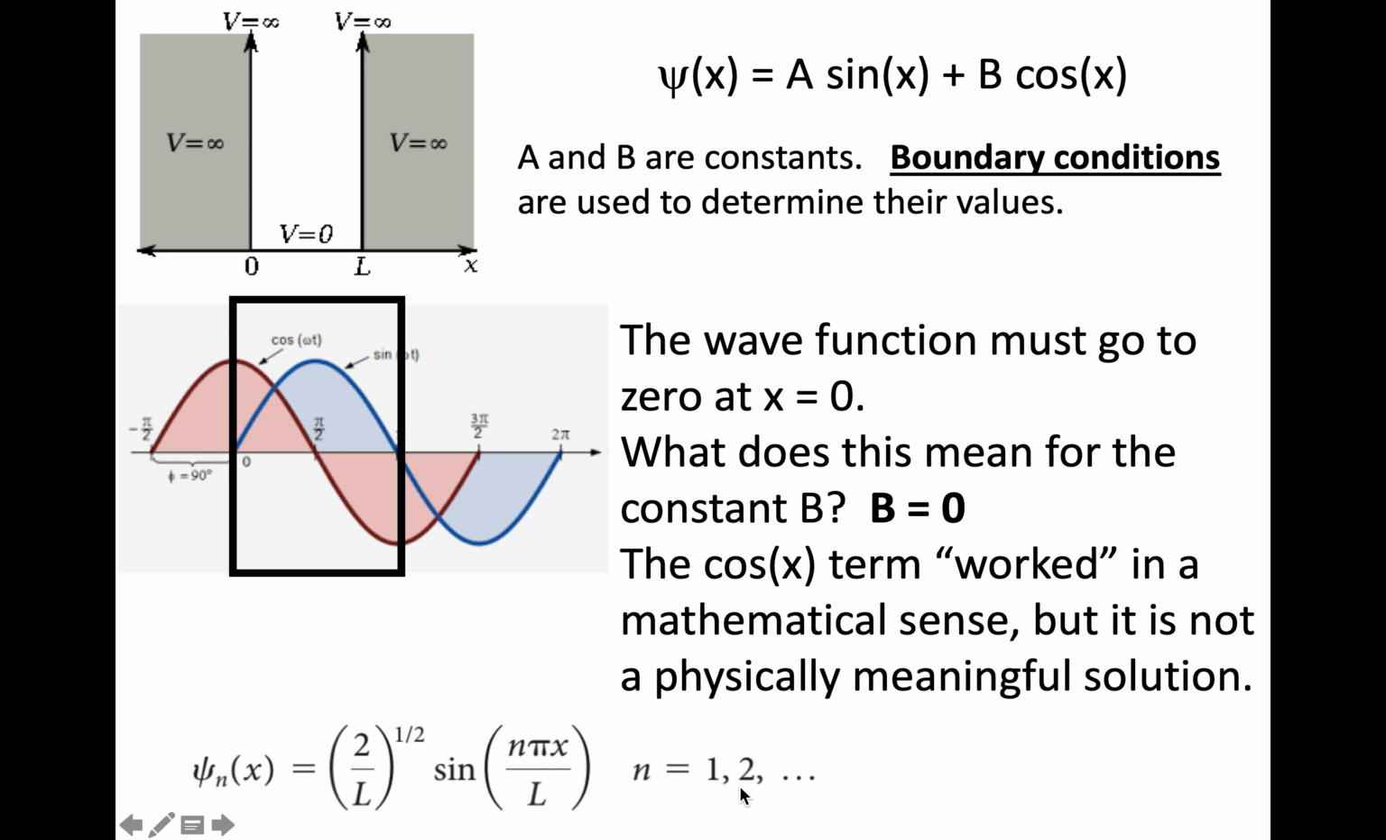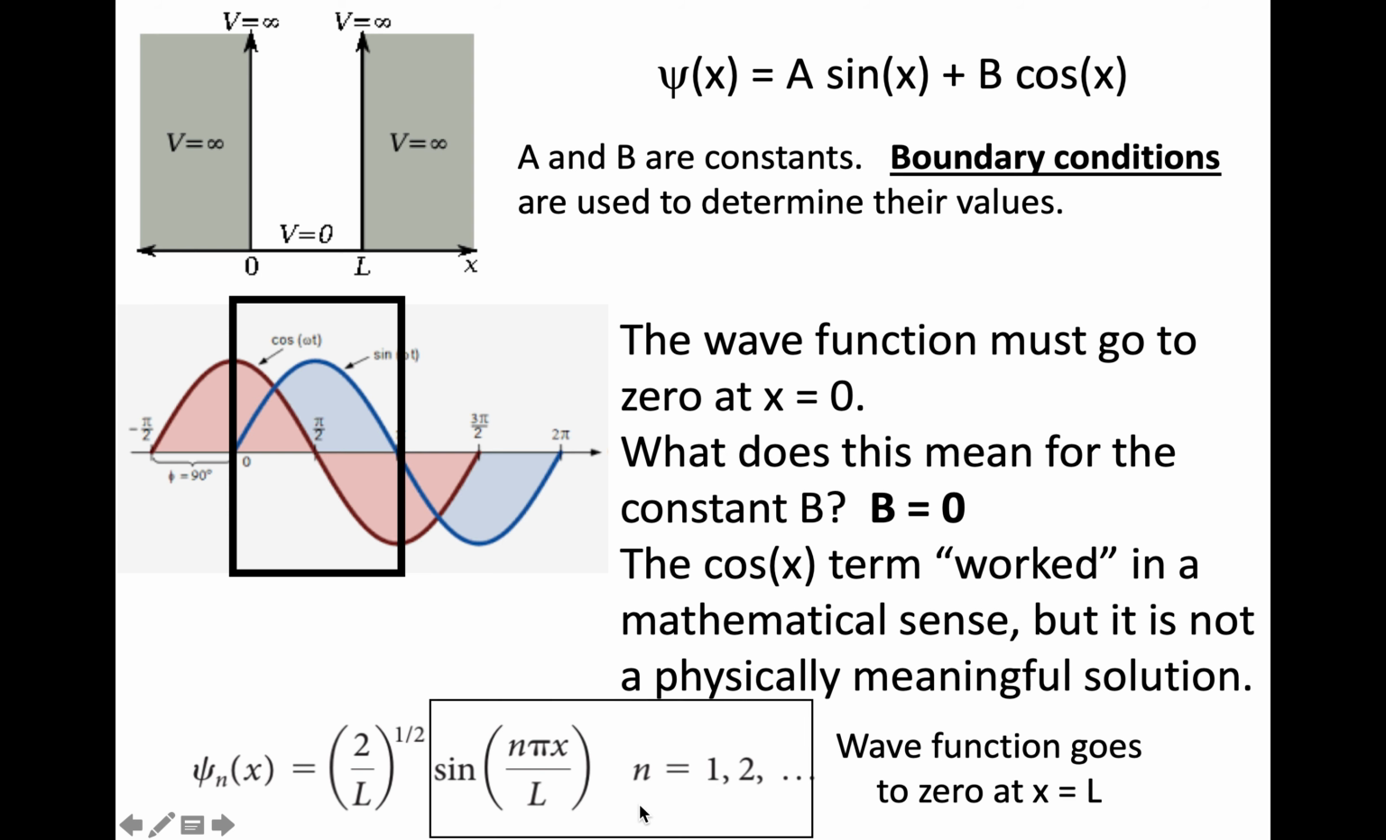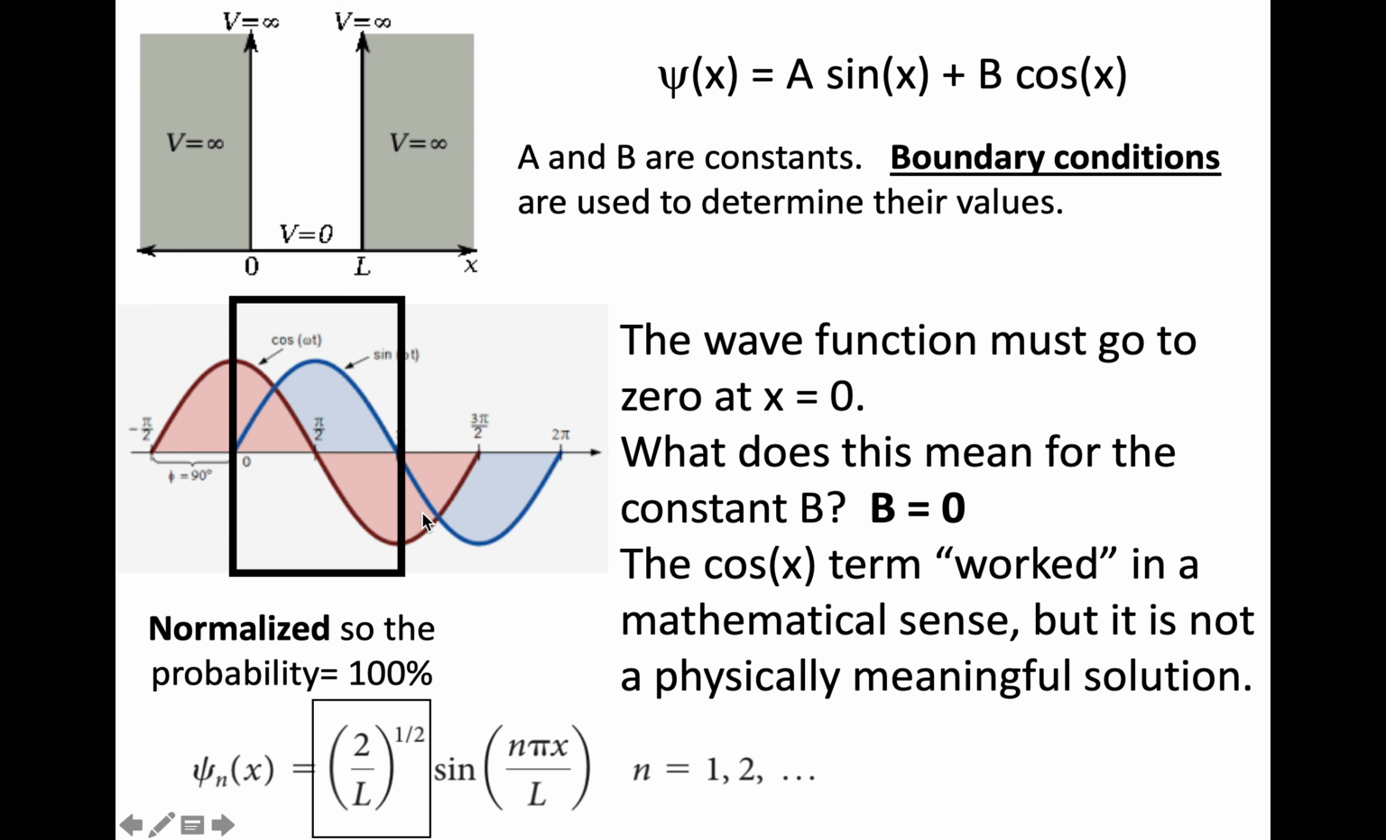We have particular increments here because we're going to be establishing a standing wave. With these constraints, our wave function goes to 0 at both ends of the box. And we have this leading term here which normalizes it, which ends up taking a given wave and making the probability of finding our particle somewhere within that 100%.